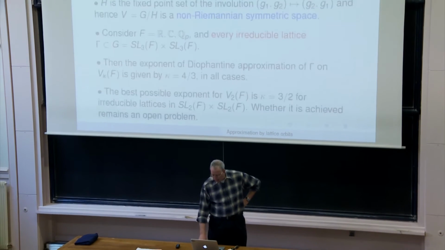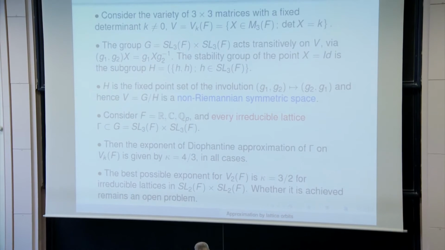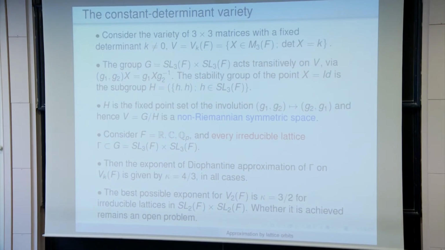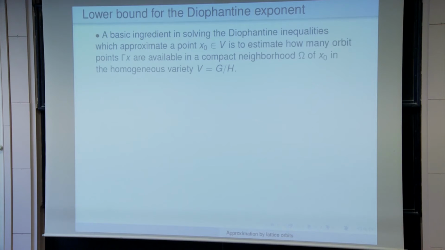Okay, so how do we approach the computation of kappa? So we approach it in a fairly, I would say, typical way. We're going to have a general lower bound, which is going to apply in great generality. And then we're going to be able to establish a general upper bound. And we're going to have a criterion of when these two bounds match. Okay, so what about the lower bound? So lower bound for the Diophantine exponent.